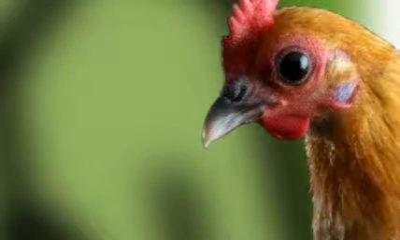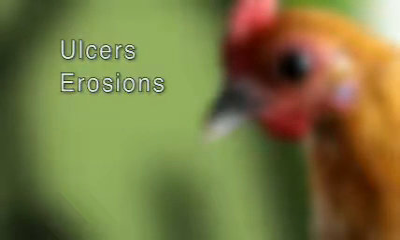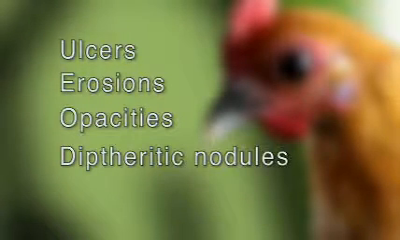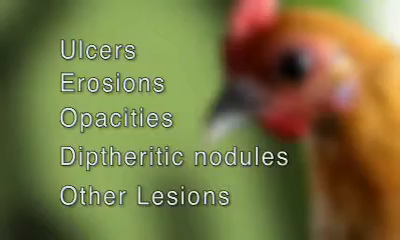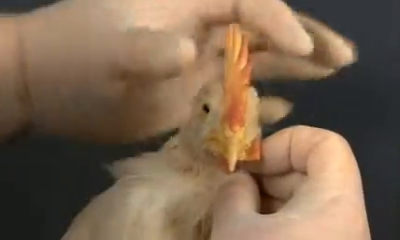Inspect the color and consistency of the oral mucosa. Keep in mind that lighter birds will have a pink mucosa, and darker birds will have more pigment. Look for ulcers, erosions, opacities, diphtheritic nodules, or other lesions. Examine the comb and wattles.